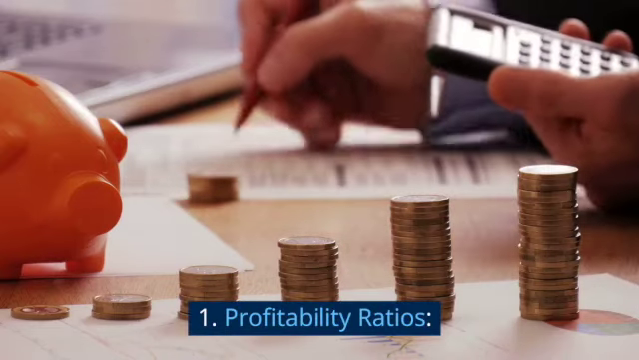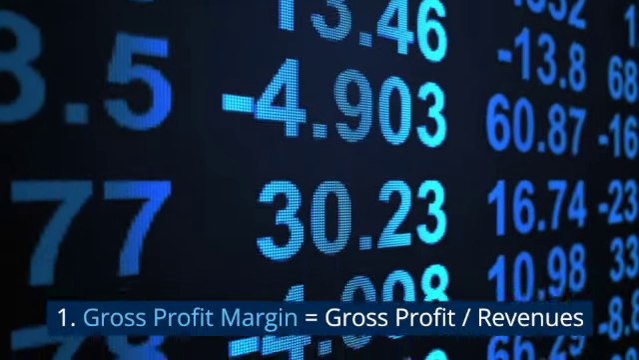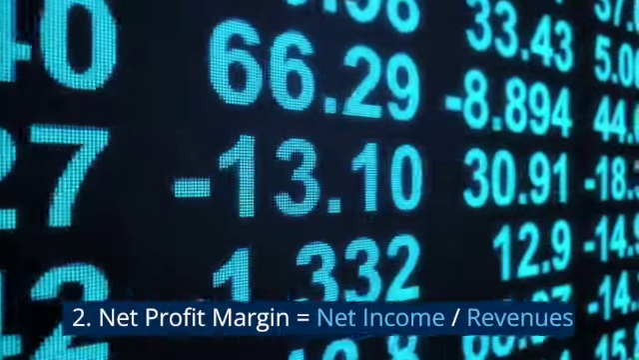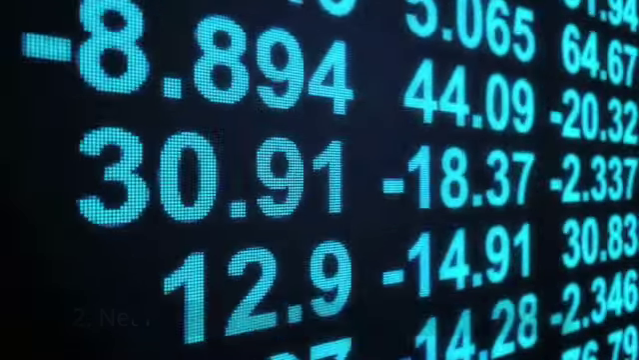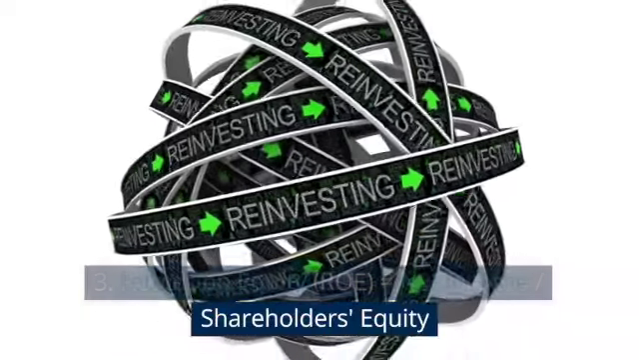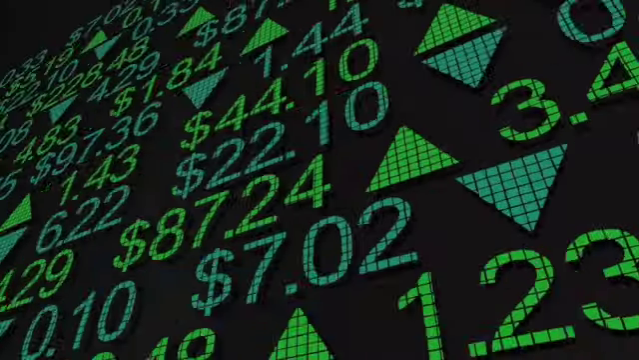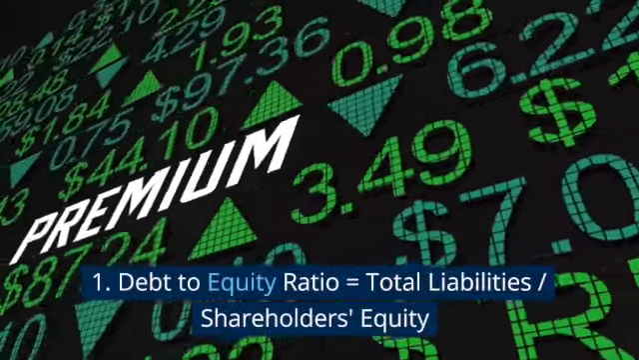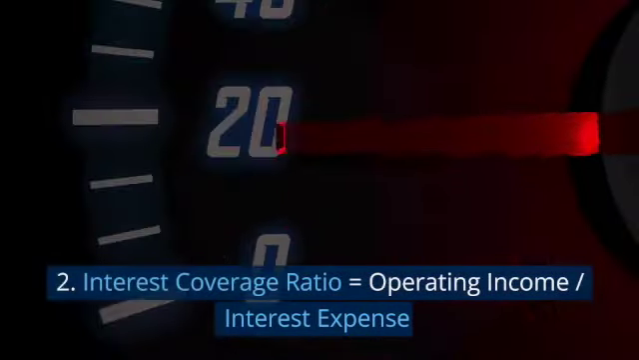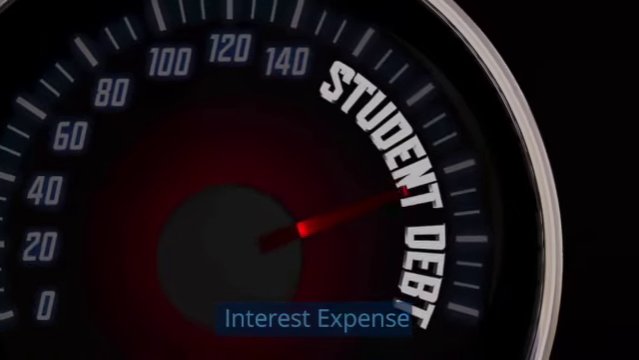2. Profitability ratios. 1. Gross profit margin equals gross profit divided by revenues. 2. Net profit margin equals net income divided by revenues. 3. Return on equity (ROE) equals net income divided by shareholders' equity. 3. Debt ratios. 1. Debt to equity ratio equals total liabilities divided by shareholders' equity. 2. Interest coverage ratio equals operating income divided by interest expense.